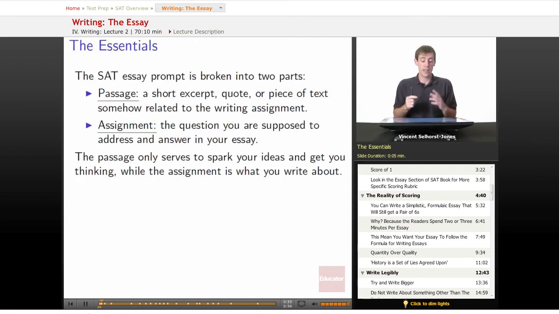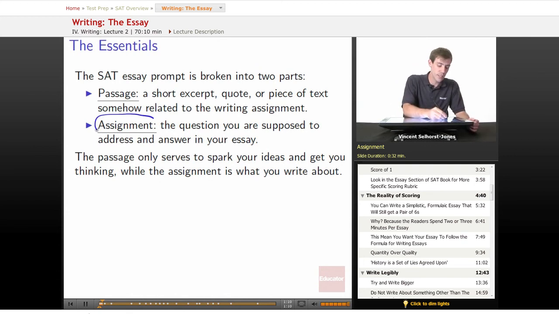Basic essentials for it. The SAT essay prompt is broken into two parts. First, you're going to see a short passage of text. That passage will be some sort of excerpt from maybe a piece of literature, a quote, or maybe just some piece of text that's somehow going to be related to the writing assignment. Then there's the actual writing assignment.